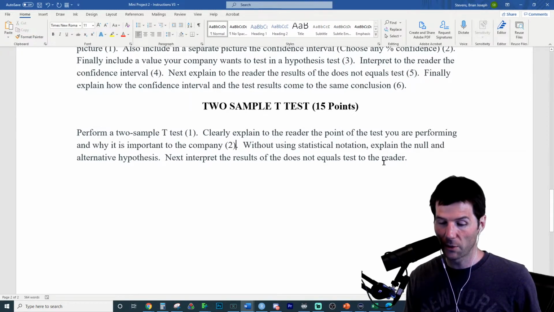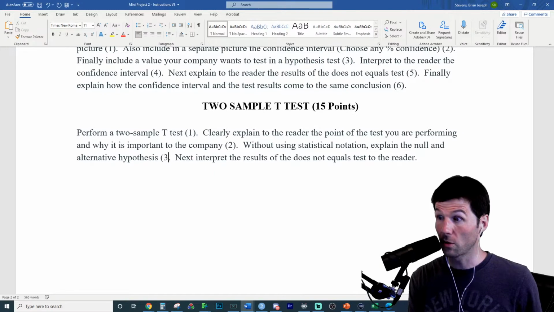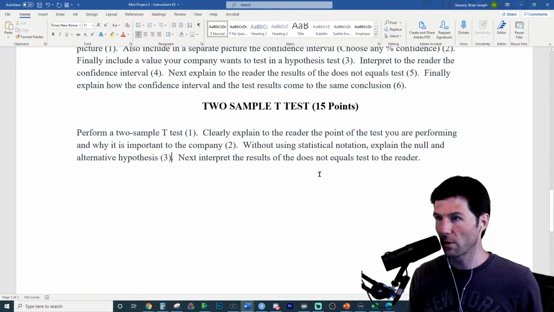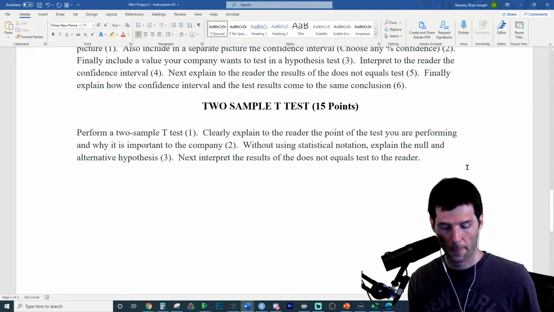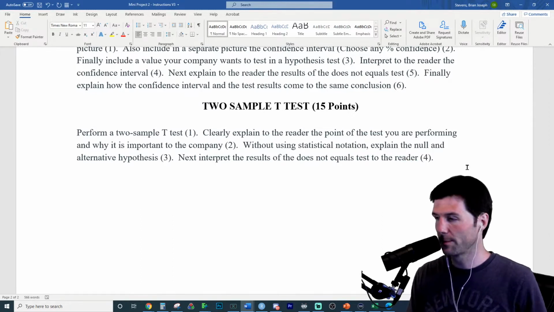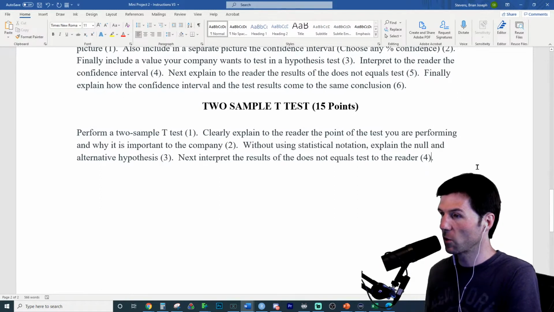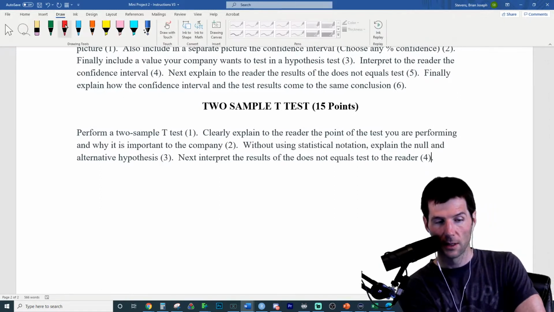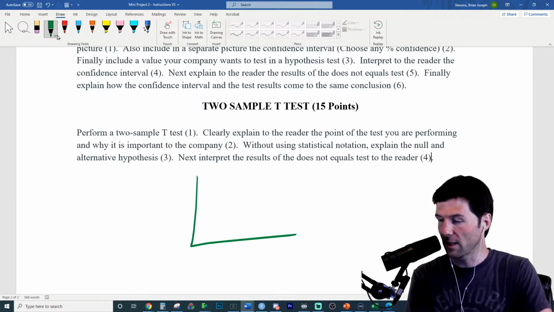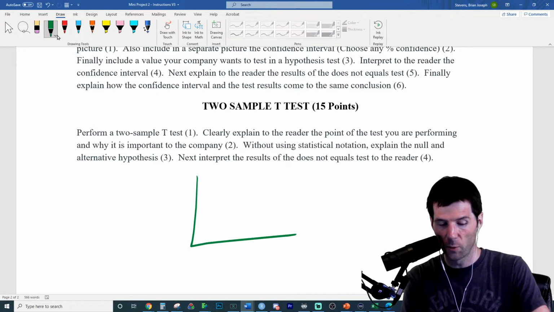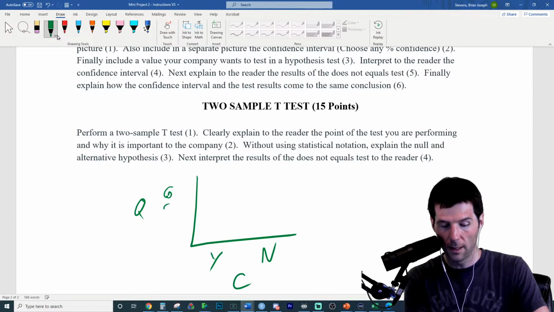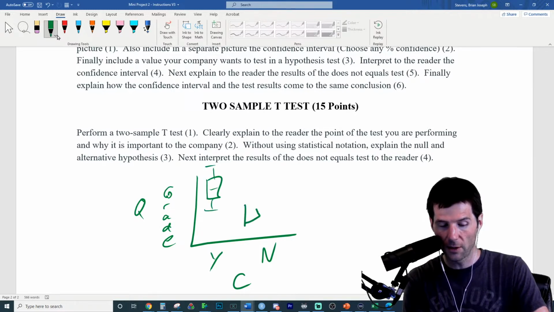Without using statistical notation, explain the null and alternative hypothesis. So don't write statistical notation. Next, interpret the results of the does not equals test to the reader, which we were doing one of those earlier. So a 2-sample t-test is when you have two groups. The way a 2-sample t-test looks is you have here a categorical variable on the x-axis. So you'll have down here like group 1, like group yes, and group no. And maybe this is people's grades. So you have a quantitative variable over here, like grade. And did you study is the categorical variable. So maybe people who study helps. It also matters how you study.